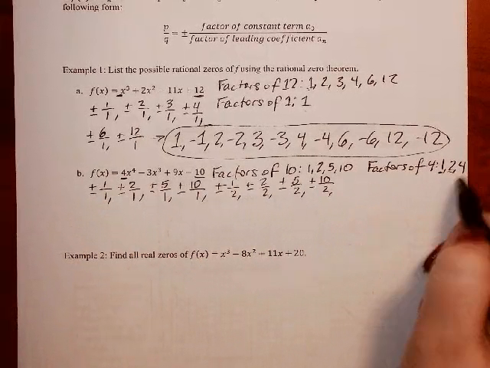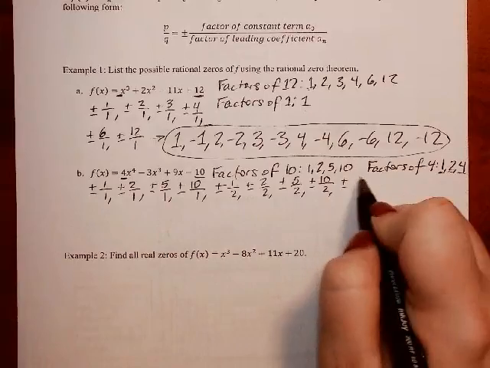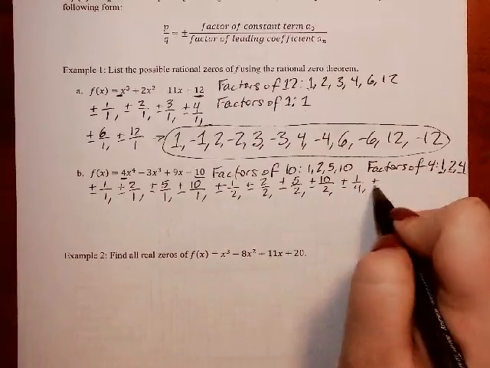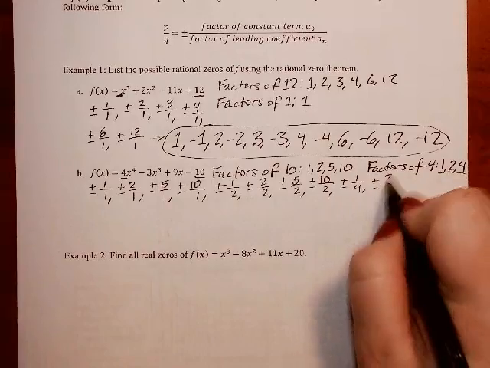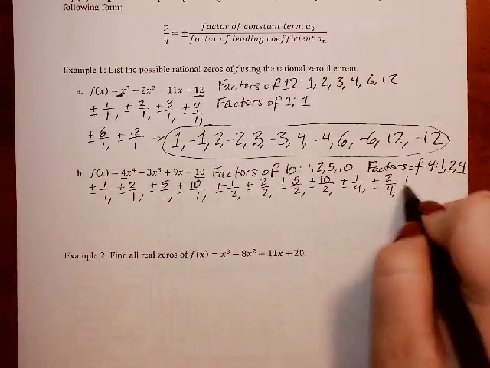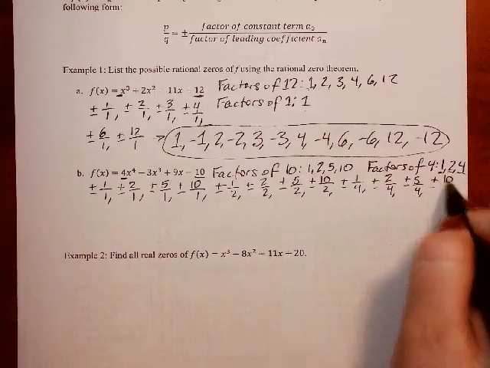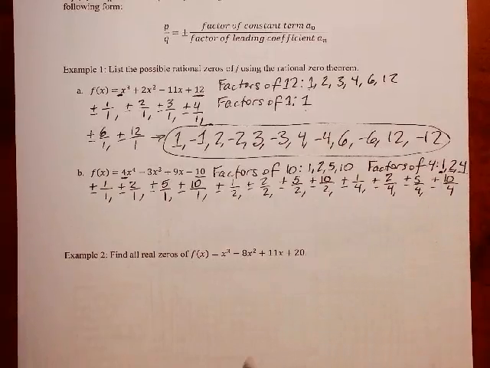And then the last one, positive or negative 1 over 4. Positive or negative 2 over 4. Positive or negative 5 over 4. Positive or negative 10 over 4. So now I write these all out and simplify and get rid of any repeats.